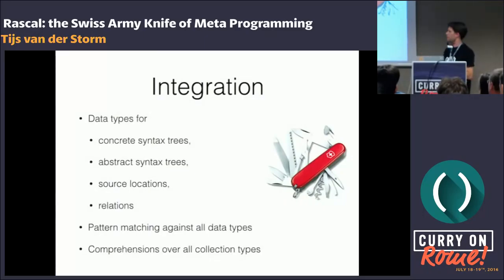We have abstract syntax trees, of course, but we also have a data type for defining source locations, because often you do something with some part of the source code in your processing. And then we have pattern matching, really powerful pattern matching constructs to match against all the data types. So we can write patterns against all values that are present in Rascal. I will show this down the line using some live coding.